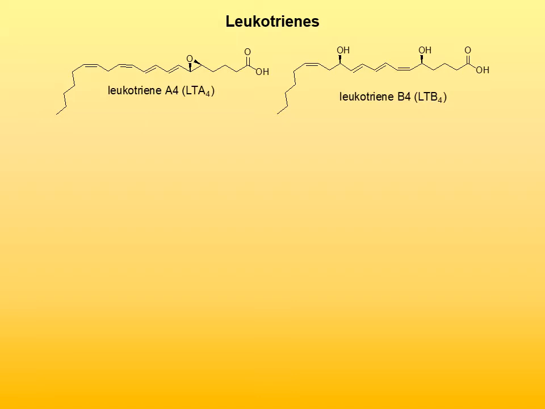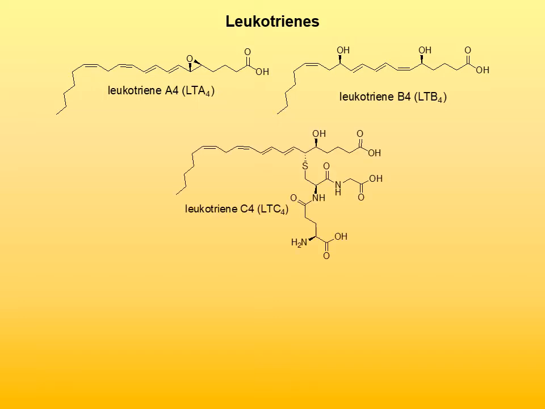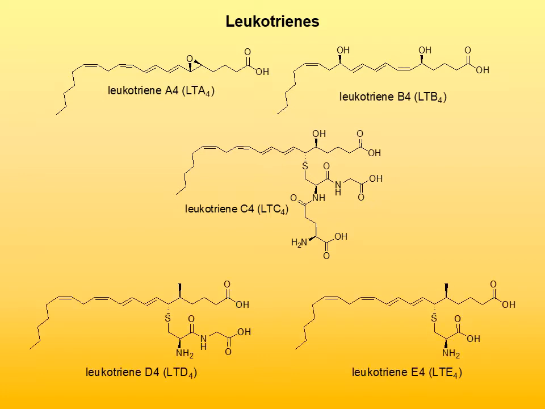Leukotrienes of series 4 have 4 double bonds. 3 of those double bonds are conjugated. There are 5 naturally occurring series of 4 leukotrienes. They are A4, shown here, B4, abbreviations are LTA4, LTB4, then C4, abbreviation LTC4, D4, and E4, again with corresponding abbreviations.